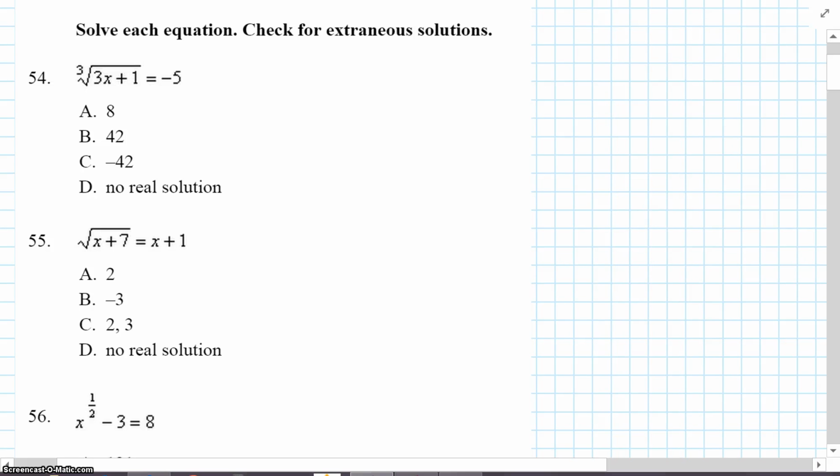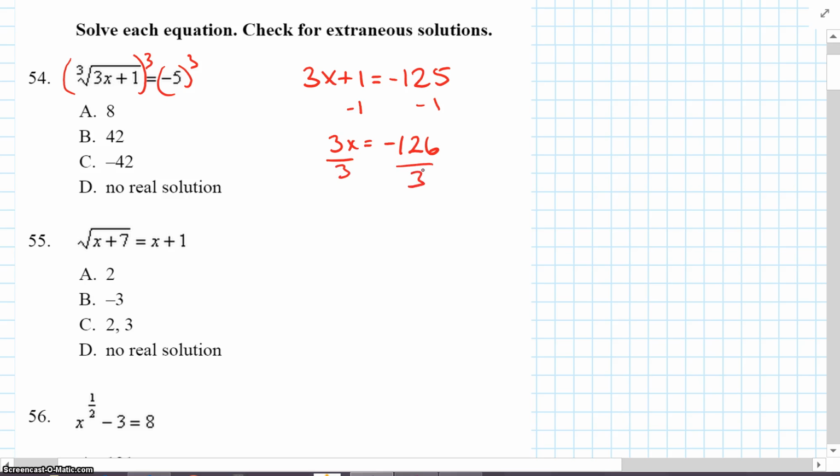So the first thing we're going to do is we're going to cube each side. So we're going to get 3x plus 1 equals negative 5 cubed, which is negative 125. We're going to subtract 1 from each side. So 3x equals negative 126. Divide everything by 3. So we're going to get x equals negative 42.